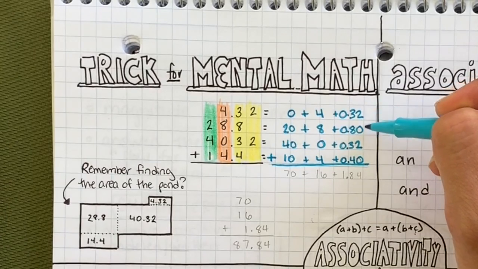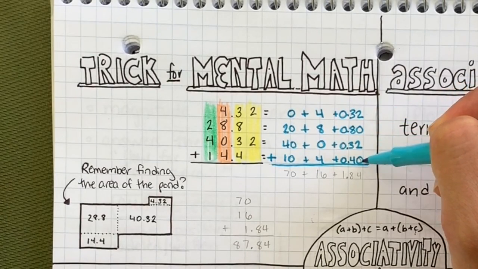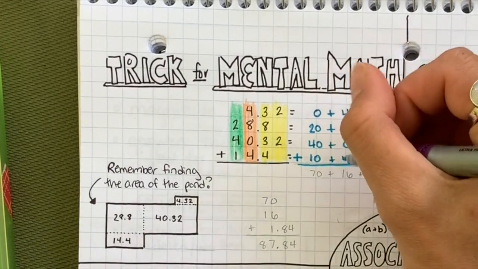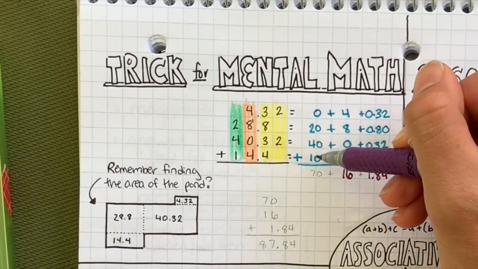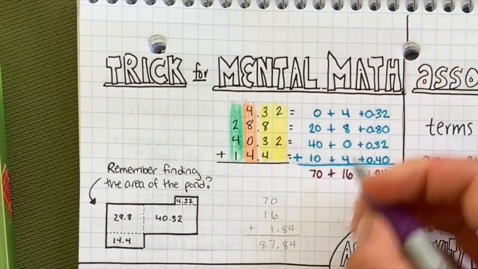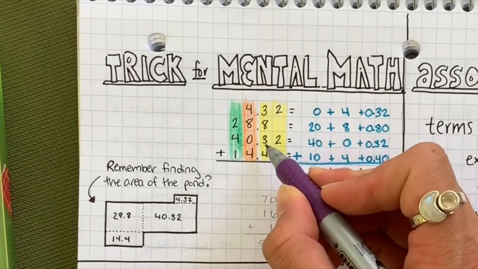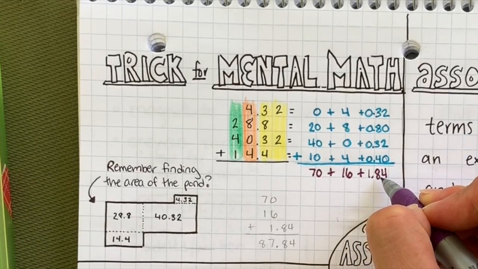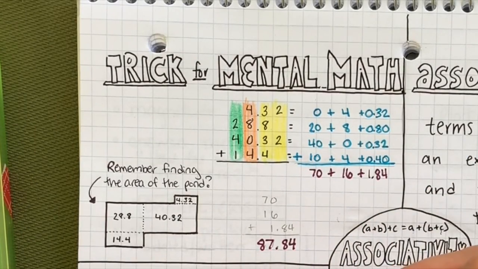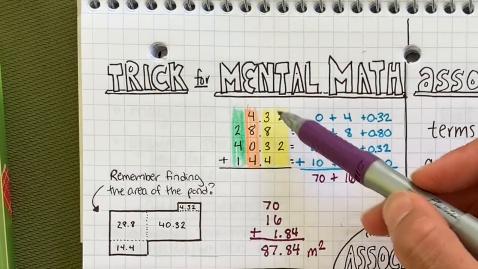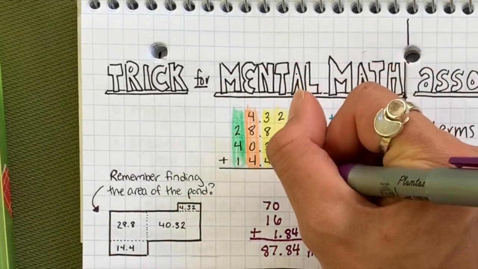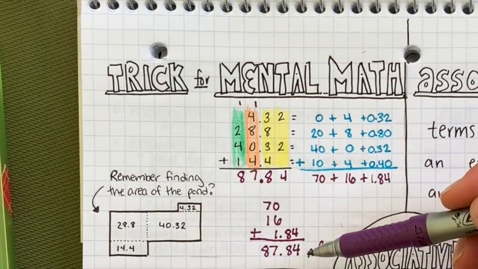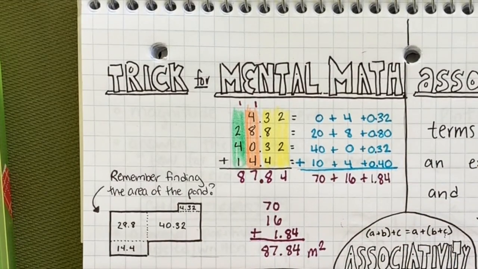The sum of 32 hundredths, 8 tenths, 32 hundredths, and 4 tenths is 1 and 84 hundredths. The sum of 4, 8, and 4 is 16, and the sum of 20, 40, and 10 is 70. To me, these 3 numbers are easier to find the sum of than these 4. 70 plus 16 is 86, plus 1 and 84 hundredths is 87 and 84 hundredths. This is the same result as the sum of these 4 sub-areas. You'll see we get the same sum in 2 different ways because of associativity of addition.